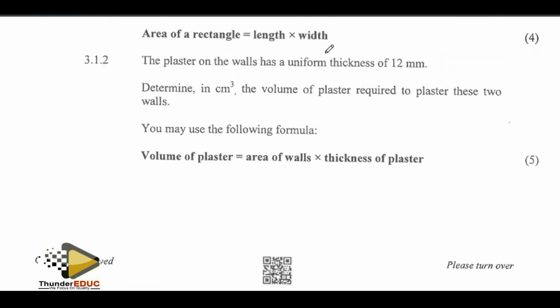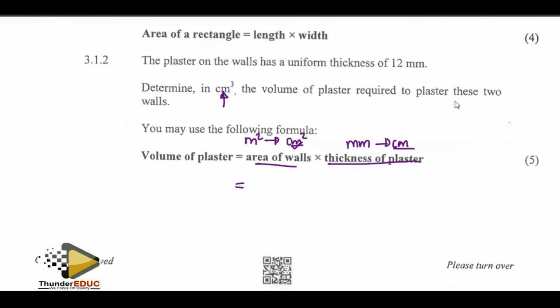The plaster on the walls has a uniform thickness of 12 millimeters. Determine in centimeters cubed the volume of plaster required to plaster these two walls. Remember, volume equals the area of the wall times the thickness. The area of the wall is in meters squared. We need to change the meters squared to centimeters squared, and we need to change the thickness from meters to centimeters. Why am I changing to centimeters? It's because that is what they want the final answer to be in.